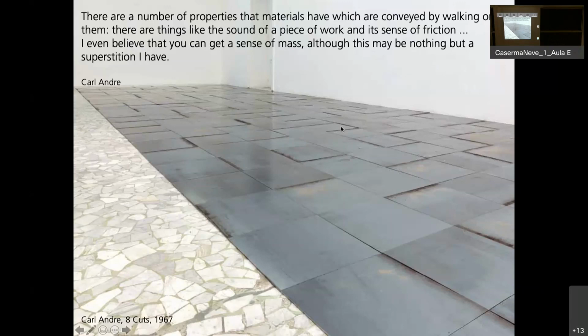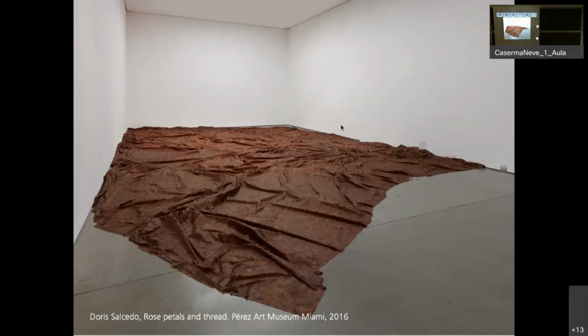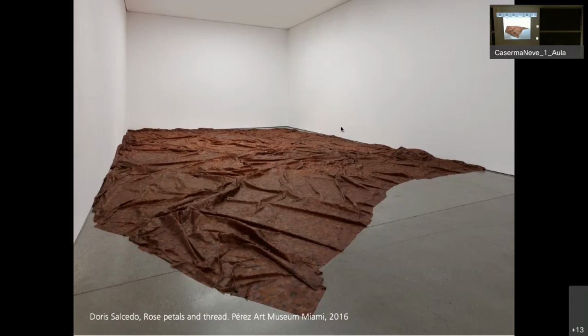And this is landscape, actually. Okay, so Doris Salcedo is another artist that sometimes deals with this kind of thing, but also with a more political connotation.